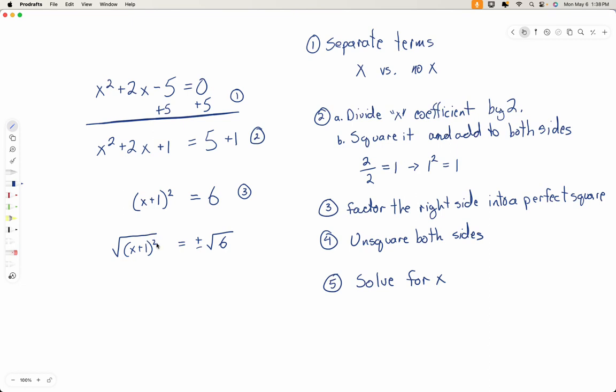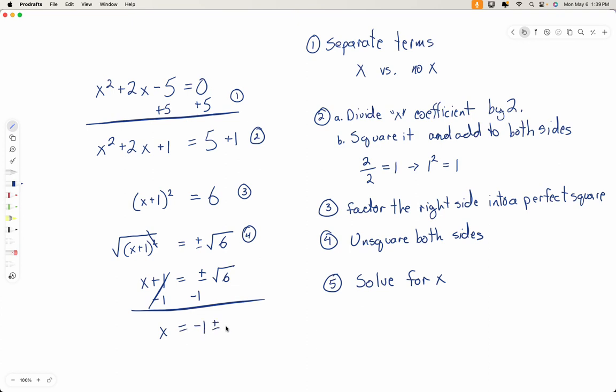So the radical symbol and the exponent of 2 cancel each other out. So we have x plus 1 is equal to plus or minus square root of 6. So this was step 4, right? That gives us the simplified form right here. Now we just solve for x. So we're going to subtract 1 from both sides. And we get x by itself.